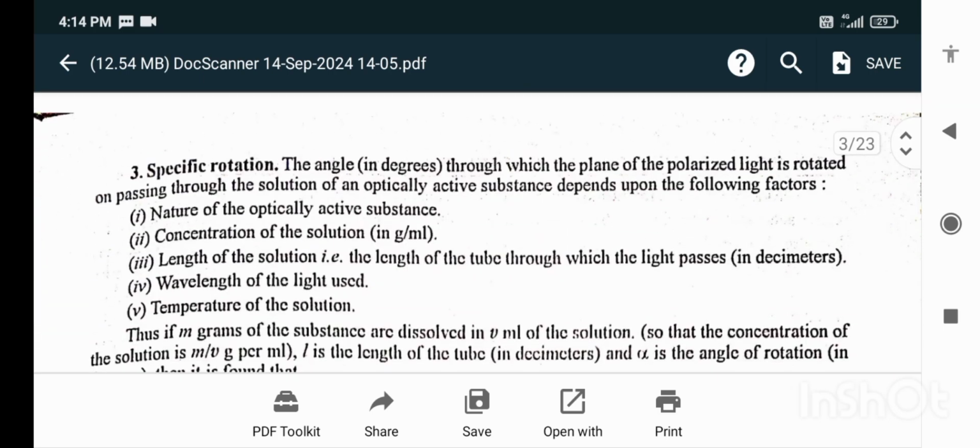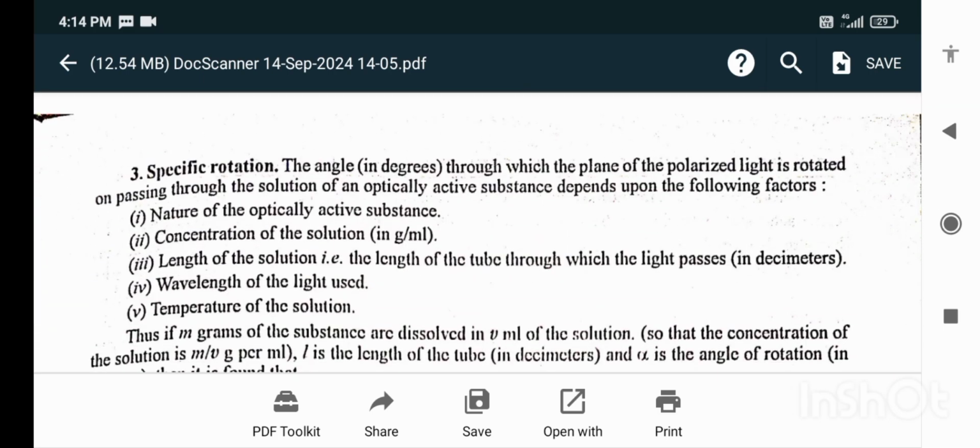The next is the specific rotation. The angle in degrees through which the plane of polarized light is rotated on passing through the solution of an optically active substance depends upon the following factors: nature of the optically active substance, concentration of the solution, length of the solution, that is the length of the tube through which the light passes, wavelength of the light used, and temperature of the solution.